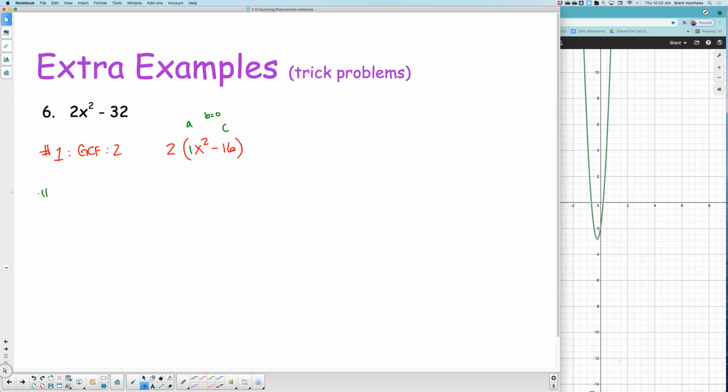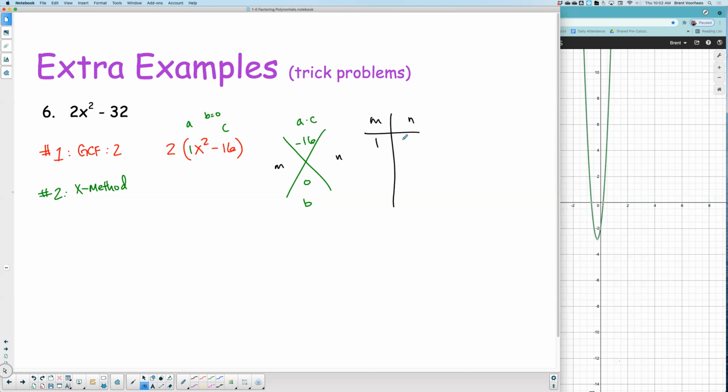So I go on to step number 2, which is X method. And on X method, we would have our A times C here, which is negative 16. And now we need to include the B value. Now, what do we say B is if it's not there at all? 0. So you're looking for factors of negative 16 that add up to 0. So what would those be? Well, you haven't seen this before. That's why I call it an extra example or a trick problem.